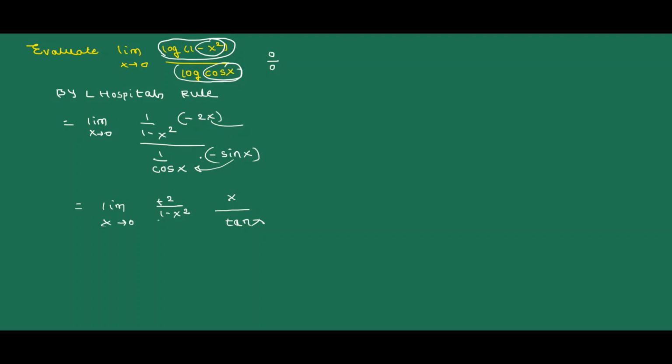Now if you apply the limit separately for both the terms, we know that the limit of x divided by tan x as x tends to 0 is equal to 1. So here we are left with only limit x tends to 0 of 2 divided by 1 minus x square. Now put x is equal to 0. If you put x is equal to 0, you will get the required limit, that is equal to 2 only.